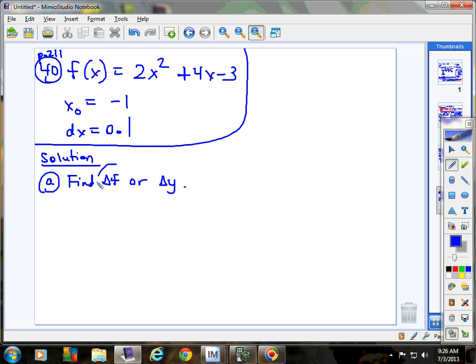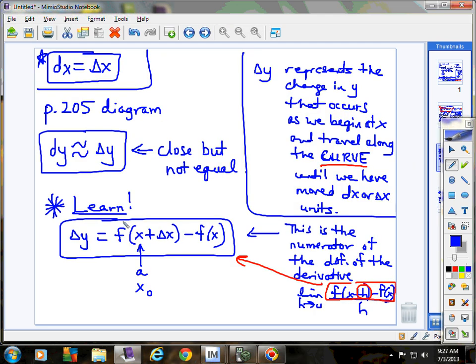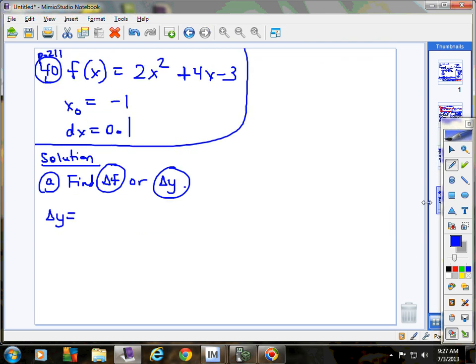All right, so if they call it that, we're going to remember it's that, and then, hey, we know our formula for that, don't we? Delta y, well, we don't know it as well as maybe dy, but it's f of x plus delta x minus f of x. Okay, so there's the formula.